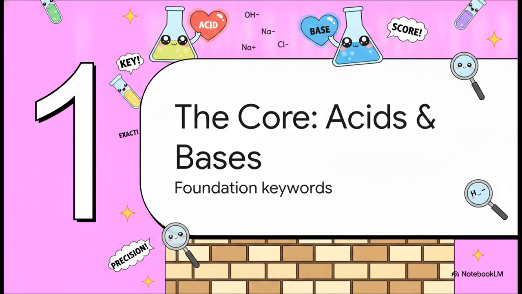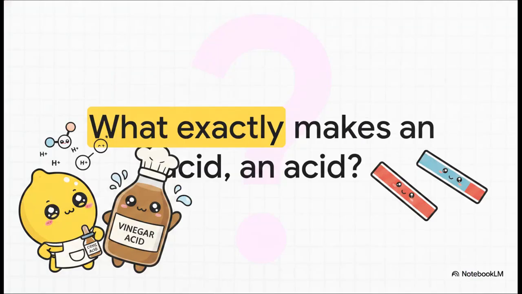Section 1, the core of acids and bases. Let's build your foundation with the exact scientific keywords examiners are actively hunting for. Because in the board exams, close enough just isn't good enough, right? You absolutely need the precise terminology. So, what exactly makes an acid an acid? Now, you might already know that acids are sour, like the citric acid in lemons or the acetic acid in the vinegar you put on your food. But what's the exact chemical definition that's going to guarantee you full marks on your paper?